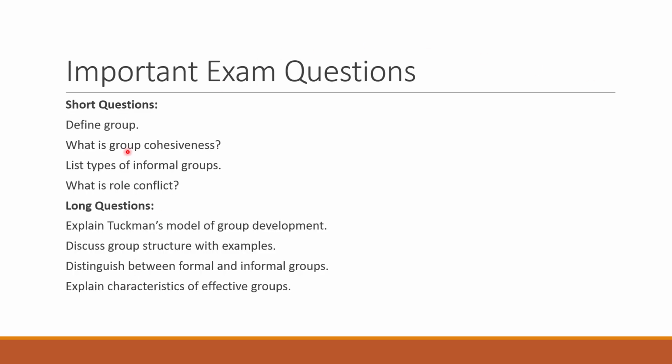Now let's quickly look at these important exam questions. In the short questions, we see: define group, what is group cohesiveness, list types of informal groups, and what is role conflict. In the long questions, we see some of the most common and repeated questions. A very important one is: explain Tuckman's model of group development. Then: discuss group structure with example, and distinguish between formal and informal group. This is also a common question that is generally seen. And: explain characteristics of effective group.